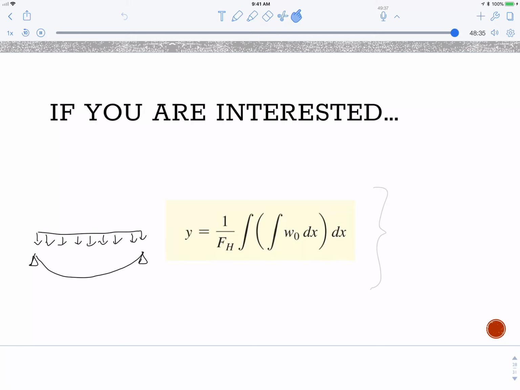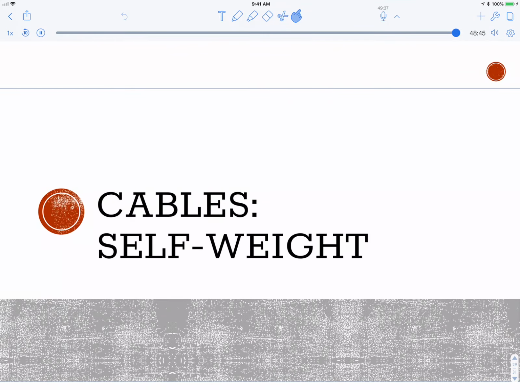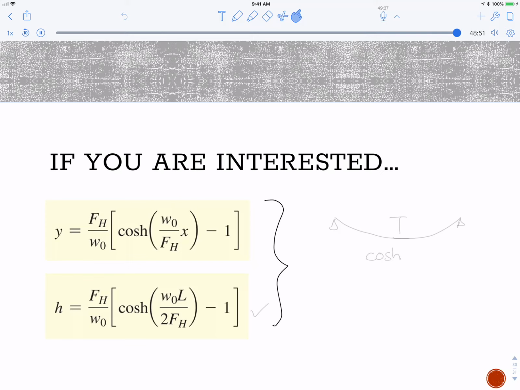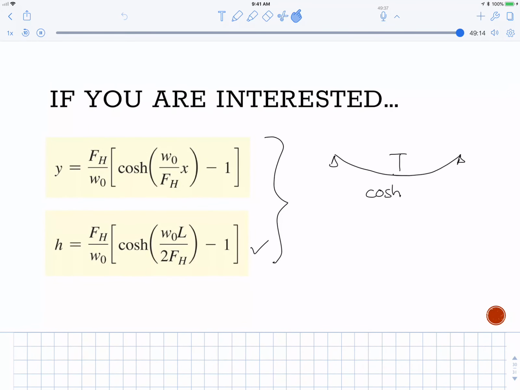The equation for this sagged curve is given by this integral, and if you put in just the weight of the cable itself, when you do those integrals, you end up with this hyperbolic cosine that solves for the equation y. So this curve here is given by cosh, hyperbolic cosine, and the maximum deflection here in the middle is given by this equation here. You would need to know this sort of thing if you're building a suspension bridge, or you're building a wooden bridge across a canyon and you're just stretching a cable across there.